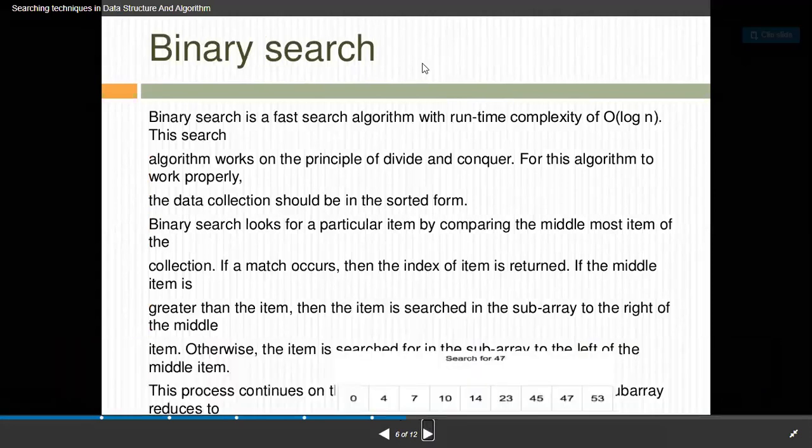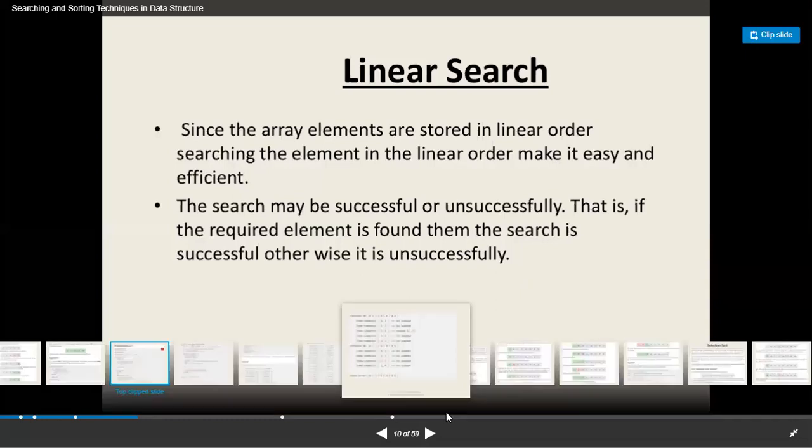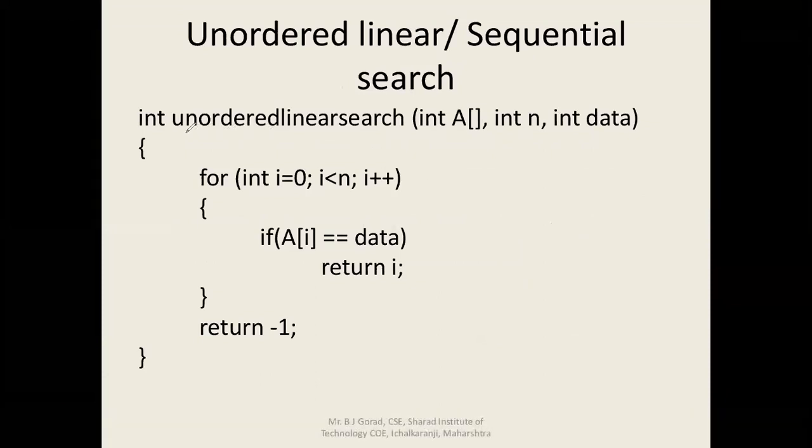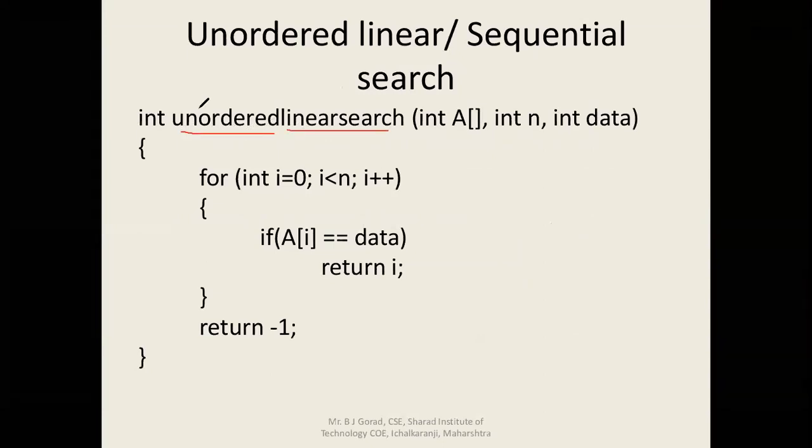Before going to binary search, we will see a code of linear search. As you can see, this is the function that applies the linear search. The name of the function is unordered linear search. Why this unordered part? I will explain now. In linear search, the array doesn't have to be ordered. That means the elements of the array can be sorted or unsorted. That's why this function is called unordered linear search.